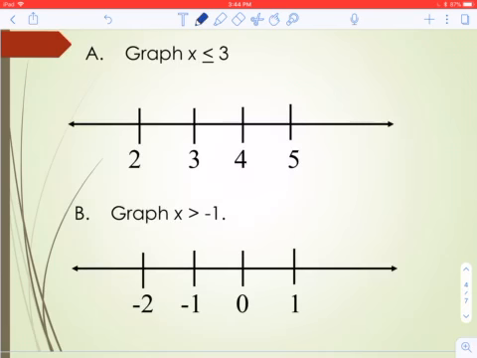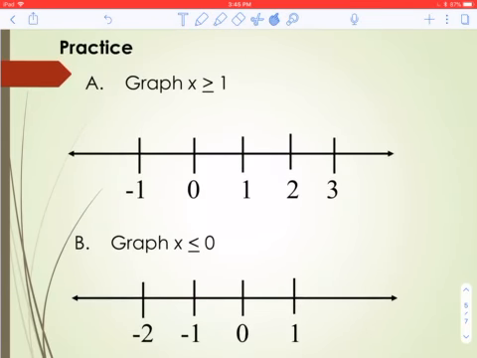So on this one, if I graph x is less than or equal to 3, since it's less than or equal to, I'm going to put a closed circle at 3. And I want the numbers that are smaller than 3. Well, 2 is smaller than 3, so I make the arrow go in that direction. The next one is x is greater than negative 1. Since it's greater than, I'm going to put an open circle at negative 1. Greater than means bigger than, so I want all the numbers bigger than negative 1, so I'm going to the right, in the positive direction.